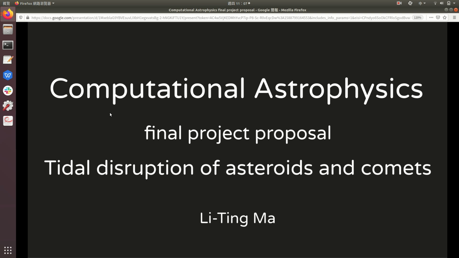This is my final project proposal for the Computational Astrophysics course. The topic of this project is the tidal disruption of asteroids and comets. So, first of all, I will give an introduction of this project, then I will discuss what I want to do and how to do it. And at the end, I will talk about what result I expect to get.